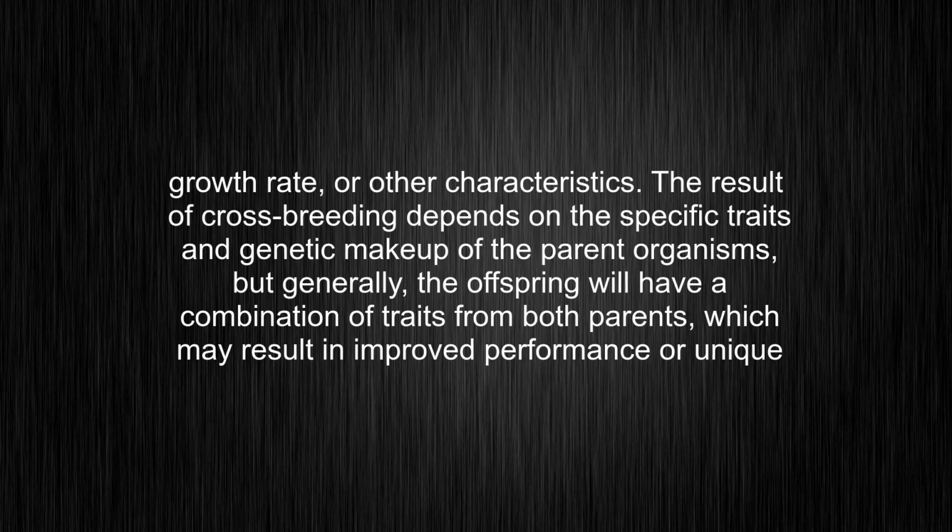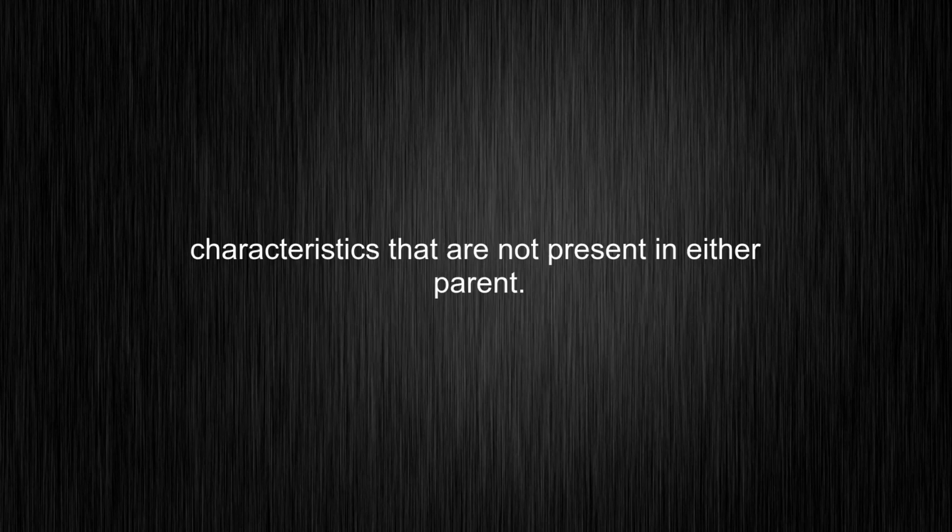other characteristics. The result of crossbreeding depends on the specific traits and genetic makeup of the parent organisms, but generally, the offspring will have a combination of traits from both parents, which may result in improved performance or unique characteristics that are not present in either parent.